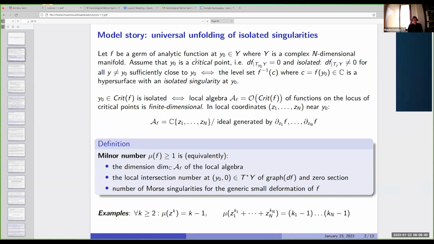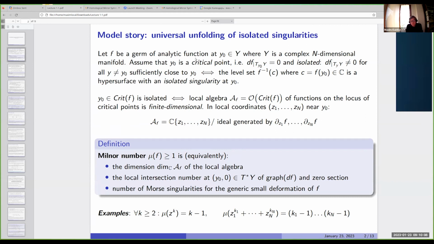So what are basic examples of calculation of the Milnor number? If you take a function in one variable, z to the power k, and k should be at least 2 to have a singular point, then the Milnor number is k minus 1, because the derivative is z to the power k minus 1 up to a constant, and you get a (k minus 1)-dimensional quotient. Or you deform a little bit, and you get k minus 1 critical points of a generic polynomial of degree k.